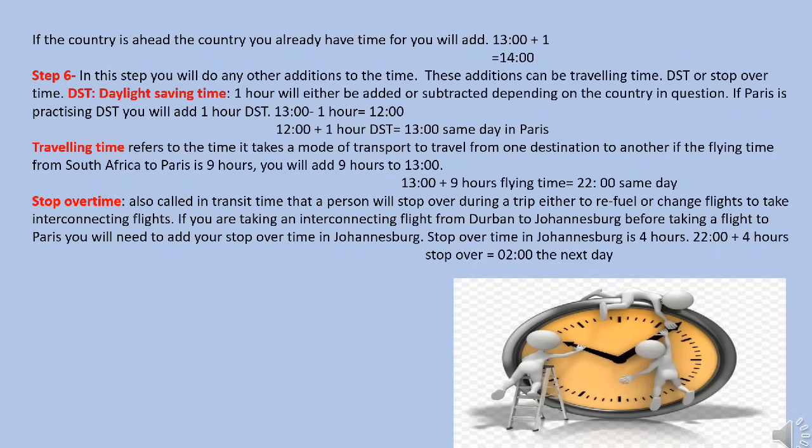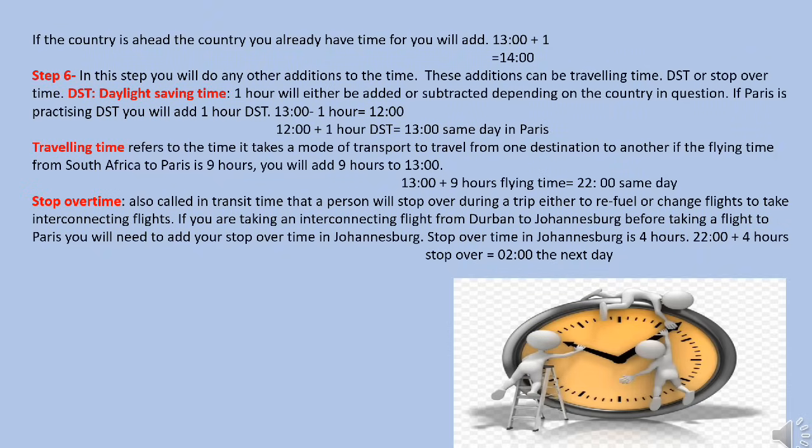Daylight saving time is 1 hour, which will either be added or subtracted depending on the country in question. If Paris is practicing DST, we will add 1 hour. So that means 13 hours minus 1 hour, which is 12 hours. And then 12 hours plus 1 hour DST, then it's 13 hours, same day in Paris.